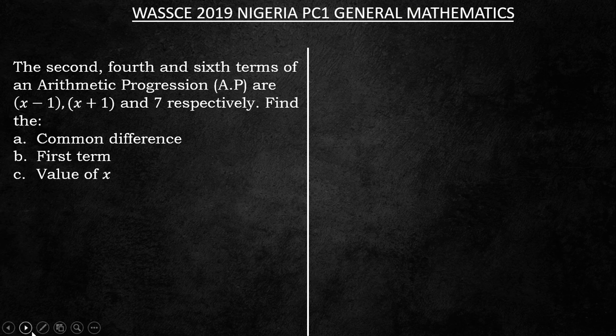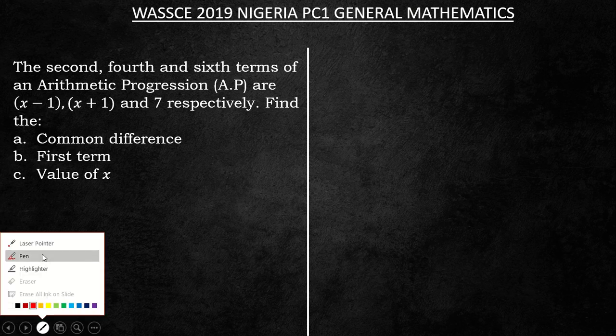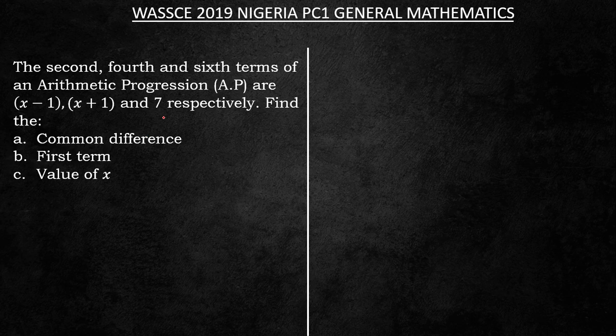Okay, so now let us take a look at this question over here. It says that the second, fourth, and the sixth term of an arithmetic progression, that is an AP, are x - 1, x + 1, and 7 respectively. So now we have to find the common difference, the first term, and then the value of x.